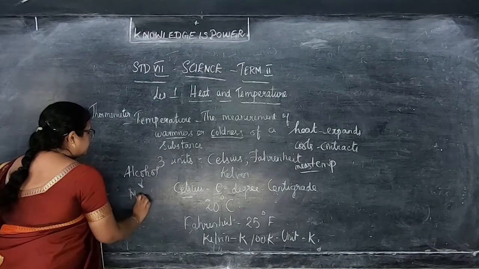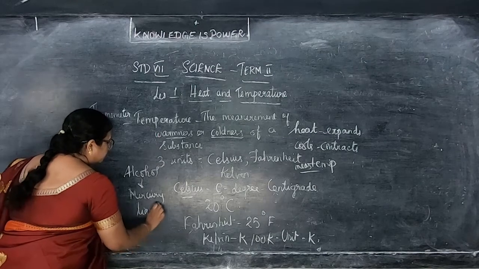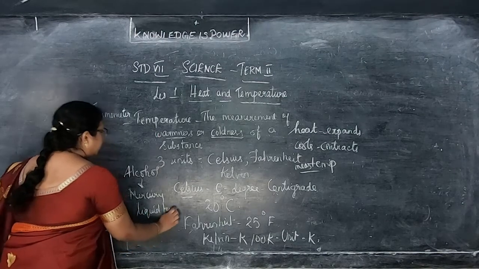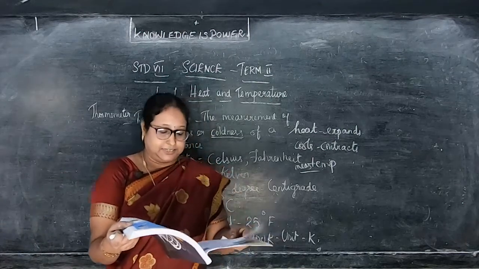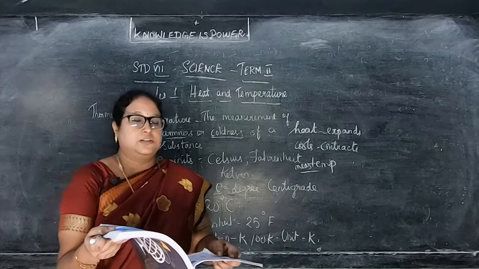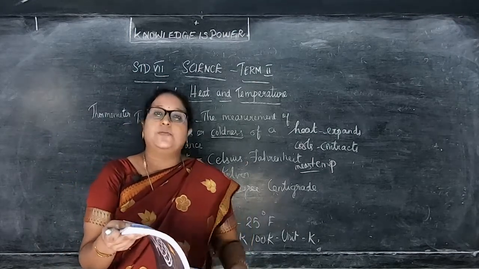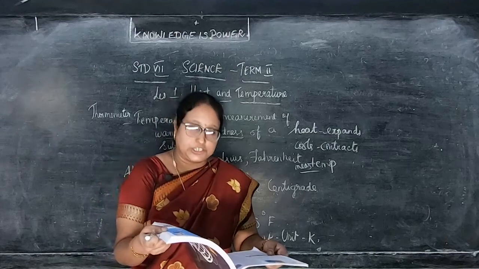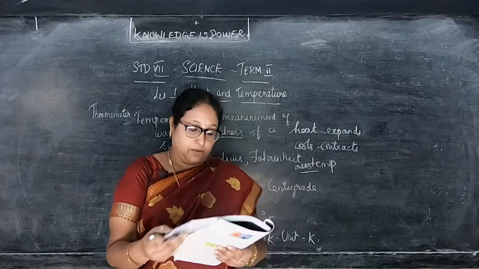Mercury is in a liquid form. So what can we see in the thermometer? Alcohol or mercury. Now a small change in the temperature causes a change in the volume of a liquid. So if there's a change in the temperature, there's a change in the volume of the liquid also. So we measure temperature by measuring the expansion of the liquid in the thermometer.